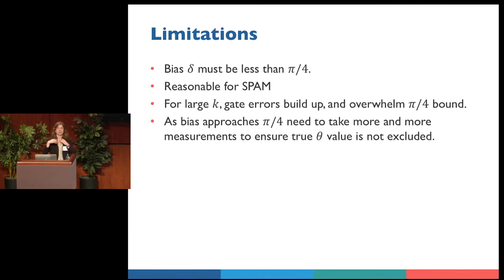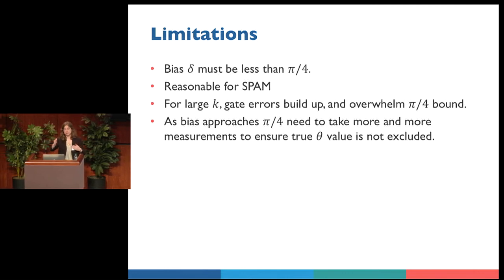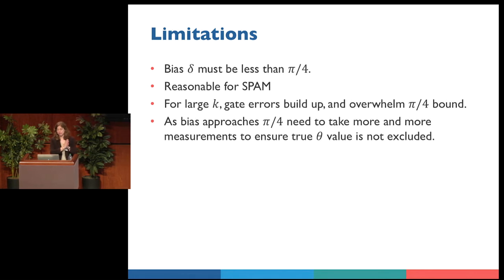The bias overwhelms things. And in that case, the estimate that you get will be accurate up until that point, and then it will just no longer be accurate. So the precision will be good until the delta errors overwhelm you. And as the delta gets larger and larger, you need to take more and more samples to ensure that you stay in the correct region.